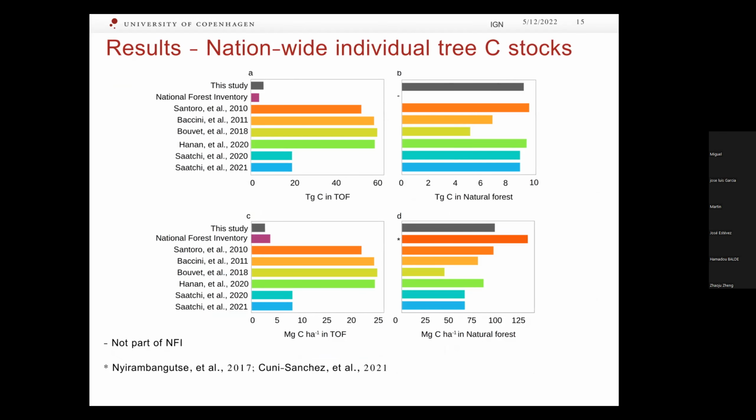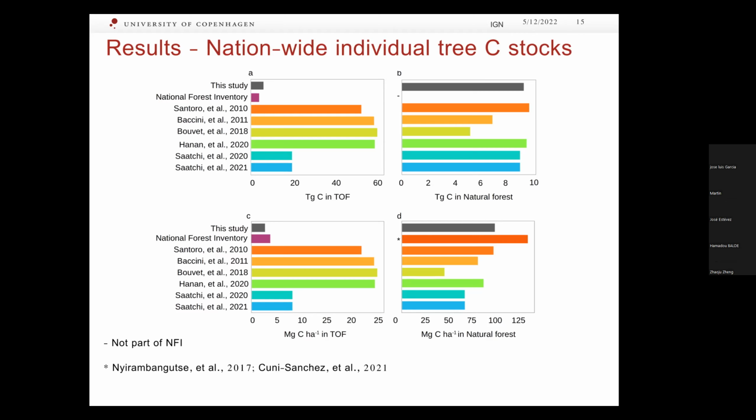And then we validated our data against the existing global products, but also the National Forest Inventory. The National Forest Inventory is not available in natural forests, and therefore in the natural forest, we used some of the trees that were measured by researchers. There are about 6,000 of those in 15 plots. And we are still pretty close.